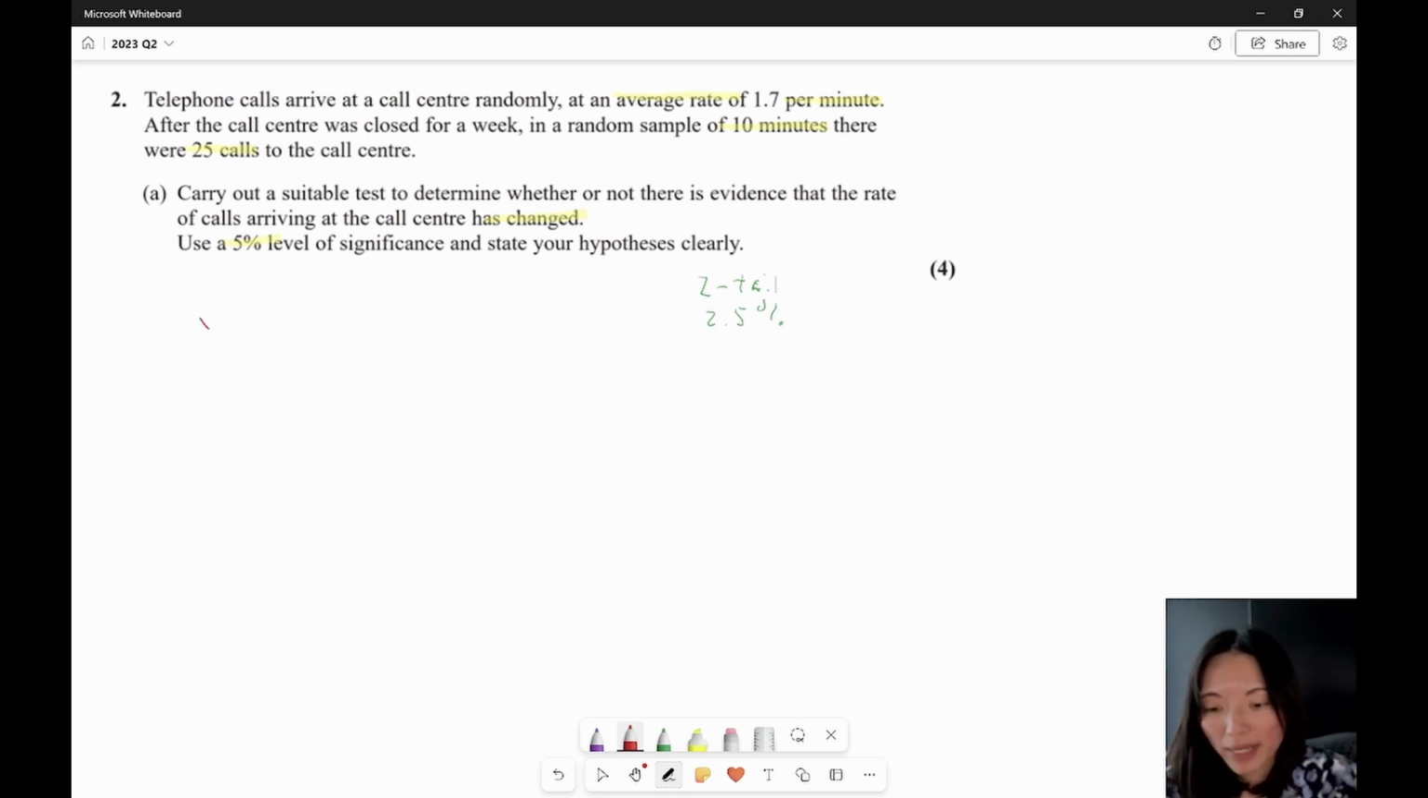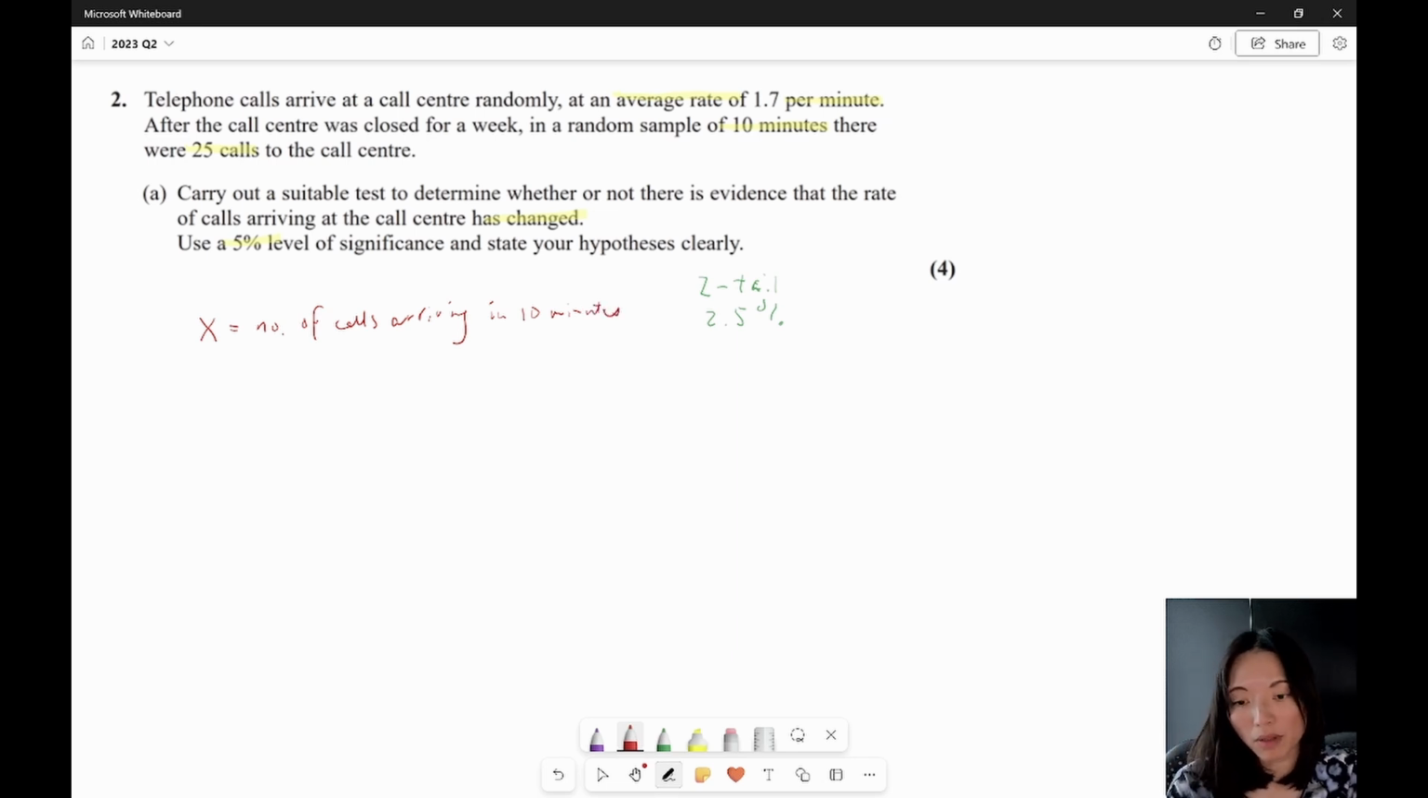Let's call our random variable x and define that as the number of calls arriving in 10 minutes. I use 10 minutes rather than per minute because this is what we are interested in. The data has given us the number of calls in a 10-minute interval. And from the question, x follows a Poisson distribution, let's call it lambda. My null hypothesis is therefore that lambda equals 10 times 1.7, which is 17.